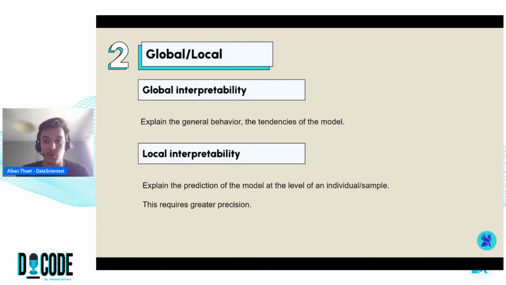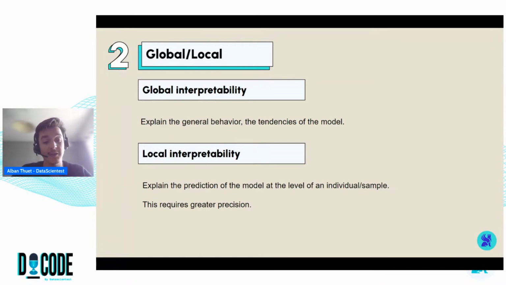So now that we know what interpretability is and why we need it, let's look at what interpretability concretely is. There are two main models of interpretability. The first one is called global interpretability. The second one, local interpretability.